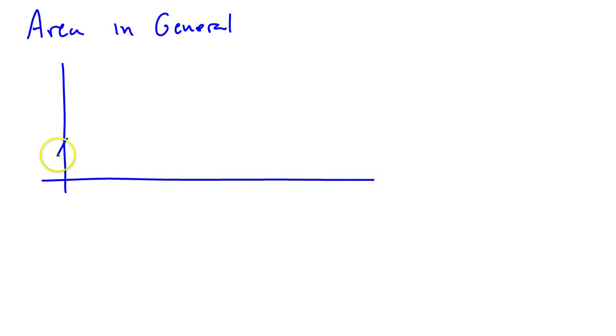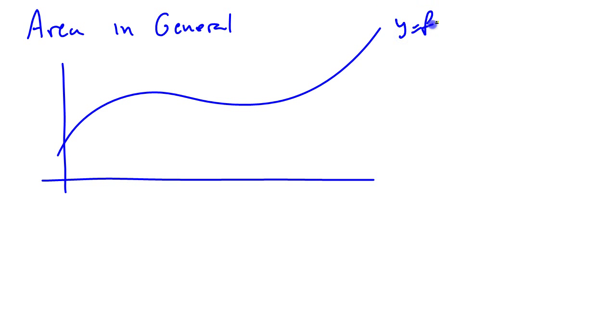All right, now I want to take a look at this area problem in general. So again, I've got this function, whatever it looks like, y equals f of x. I have it defined on an interval from a to b. It might be defined other places, but my interest may only be from a to b.